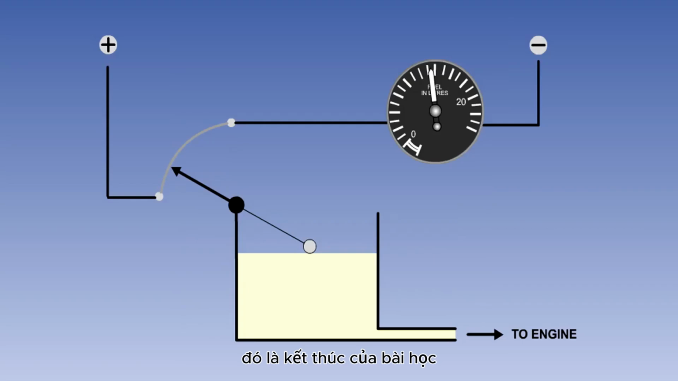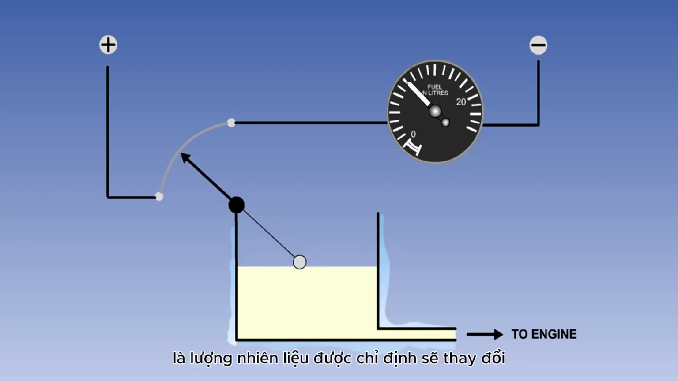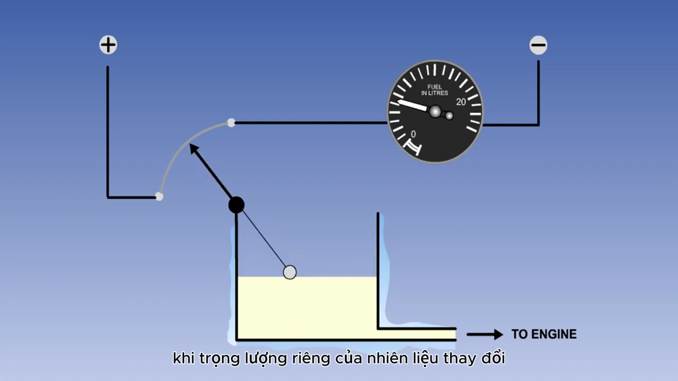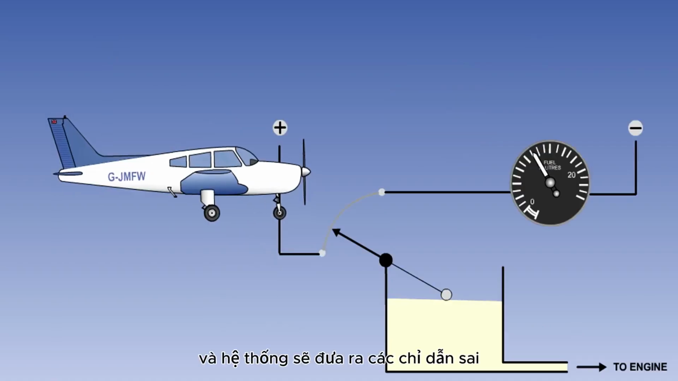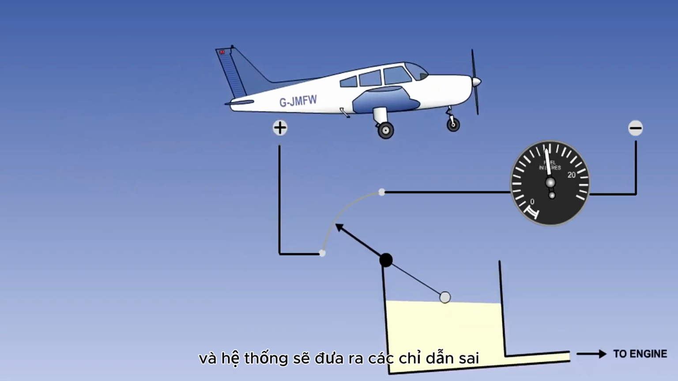That is the end of the lesson. Remember that light aircraft may have a fuel quantity measuring system consisting of a float attached to a variable resistor. The two problems with this system are that the indicated quantity of fuel will change when the specific gravity of the fuel changes, and the system will give erroneous indications during maneuvers.